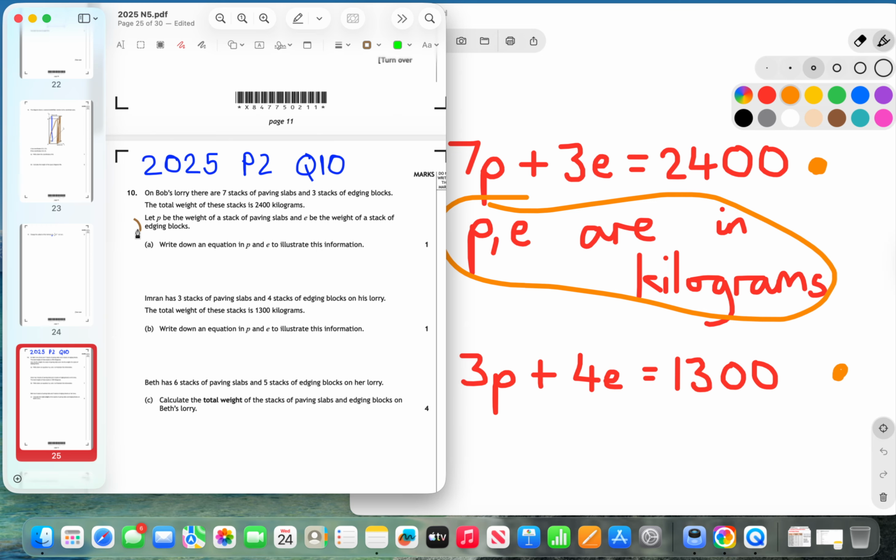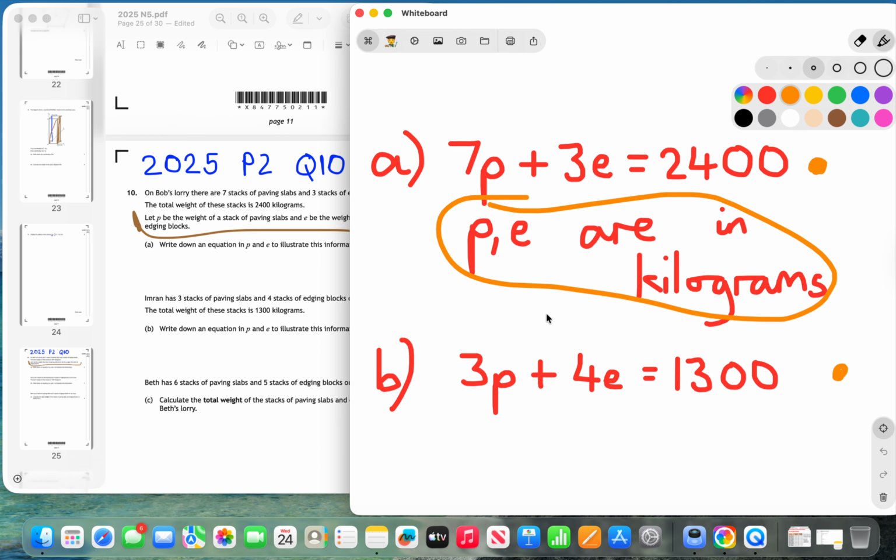We're told this up here, but you don't know what P and E are, so you have to find out what P and E are. But we have 2 equations, so we can solve these as simultaneous equations, then find the values of P and E. So that's the first thing we have to do.